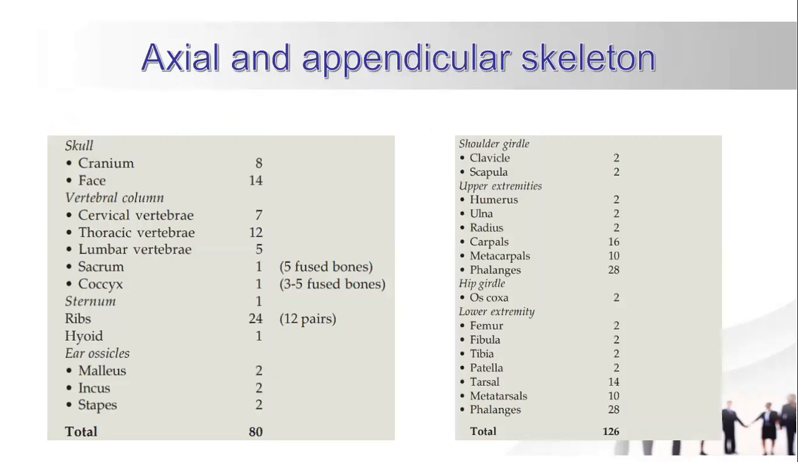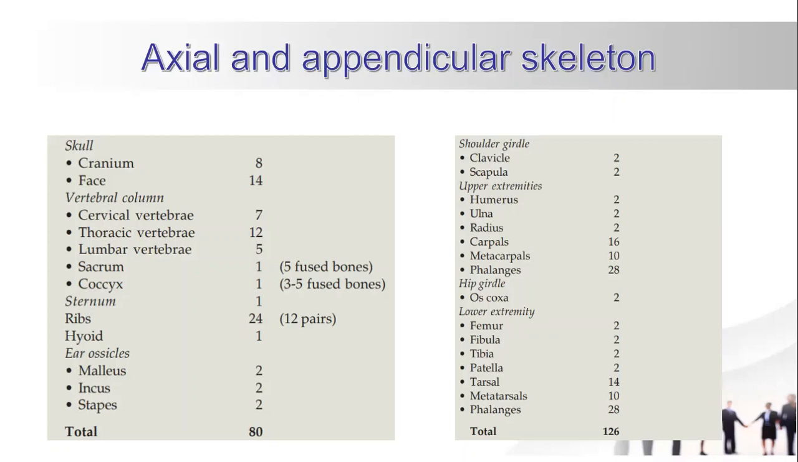Here we have the table showing the number of bones in the body. Starting from the skull, the cranium consists of 8 bones. Facial bones, we have 14 bones. Vertebral column: cervical vertebrae, 7 bones. Thoracic vertebrae, 12 bones. Lumbar vertebrae, 5 bones. Sacrum, which is 5 fused bones, which sums up to just 1 in number. Coccyx has 1 bone, that is 3 to 5 fused bones.